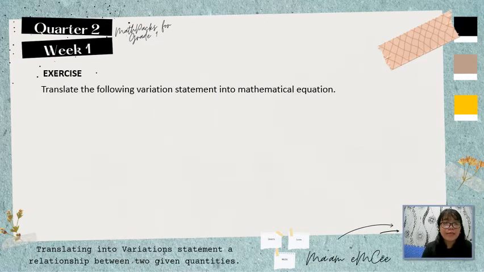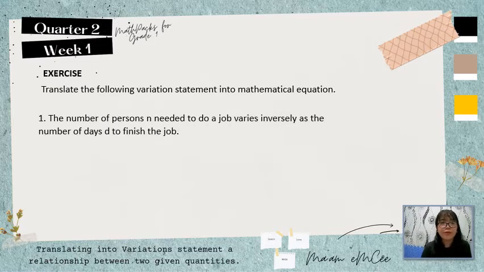Okay, let us have some exercises. Translate the following variation statement into a mathematical equation. First, the number of persons n needed to do a job varies inversely as the number of days d to finish the job. So our first variable here is n, and this will be on the left side.